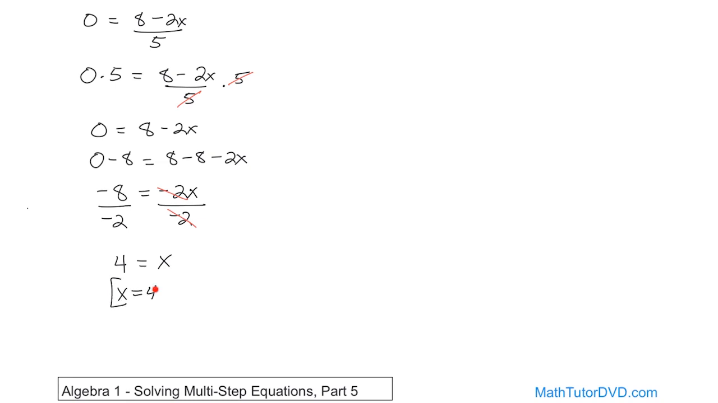And if you stick it back in here, put the 4 in here, 2 times 4 is 8. 8 minus 8 gives you 0. So there's a 0 on the top divided by the 5 still gives you 0, so it checks out. And you always want to do that for yourself just to make sure you're not wasting your time with the wrong answer. Now this problem's a little more complicated.